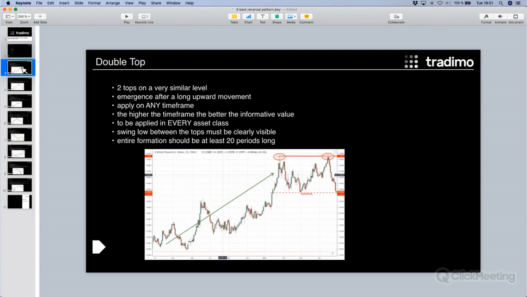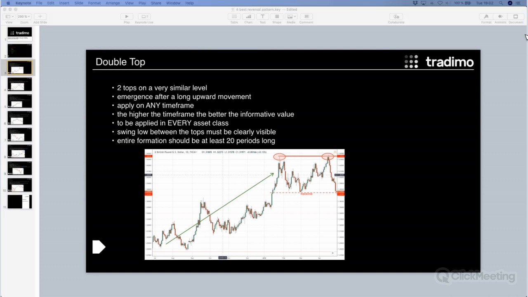The double top pattern is a very popular one, and I think the majority of you will know what this pattern is about. You maybe have seen it very often, and I'm not sure if you have traded it so far. So my question to you is, have you known or heard something about the double top formation in your trading career in the last weeks or months? Or is it completely new to you?